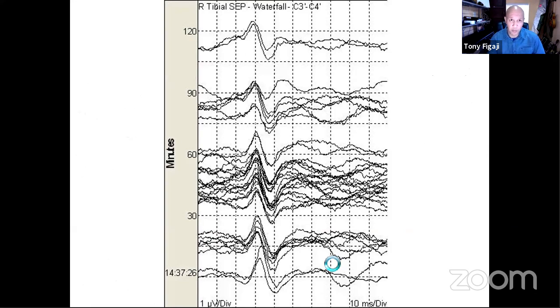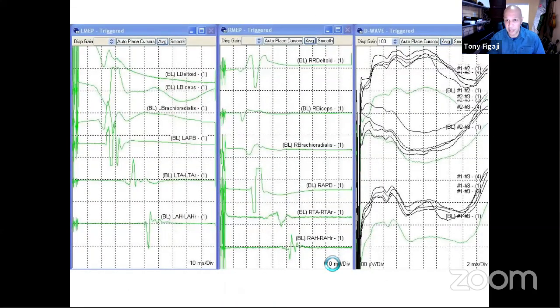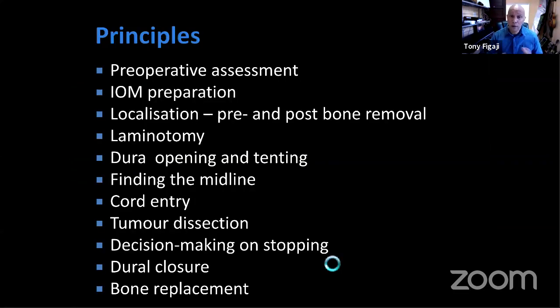So we typically would monitor somatosensory potentials, motor evoked potentials in the legs or the arms, depending on how high or low it is, and then the D-wave as well. Very broadly, these are some of the principles that we're going to talk about over the next few slides. The critical thing is preoperative assessment, so a good clinical history and clinical exam, and radiological assessment. Where is the tumor? Where is it located? Does it look like it's reasonably well demarcated?